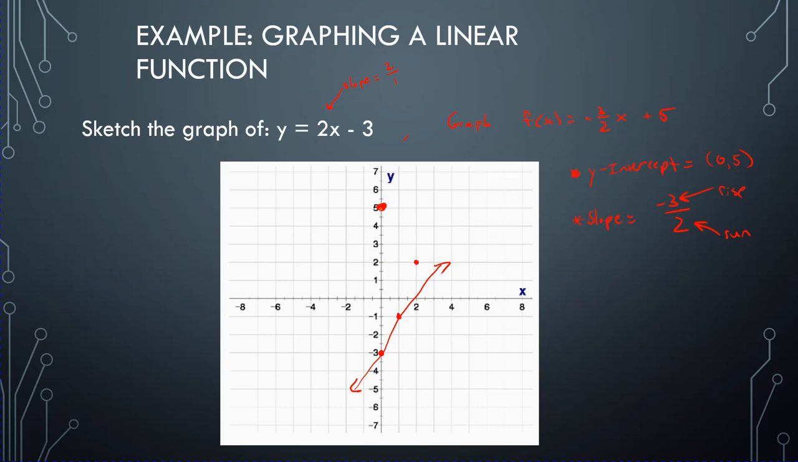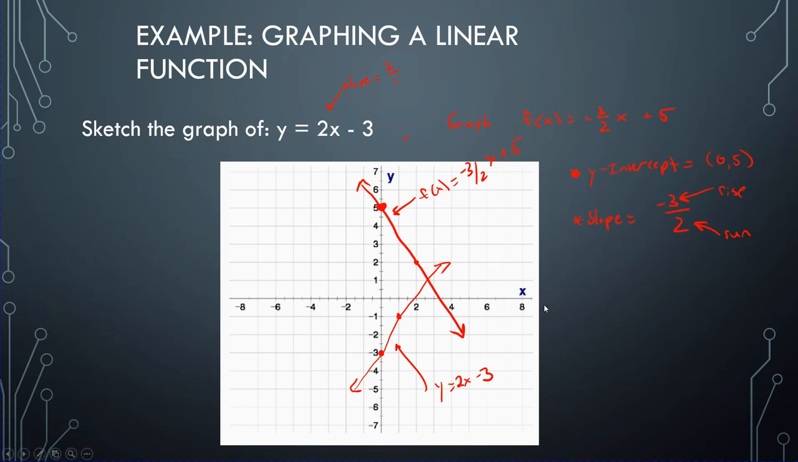So I rose negative 3, so that means I actually go down 1, 2, 3. And then I run 2. So then I go 1, 2. And this is my other line here. So this one here is f of x equals minus 3/2 x plus 5. And this line here is y equals 2x minus 3. And we got it.